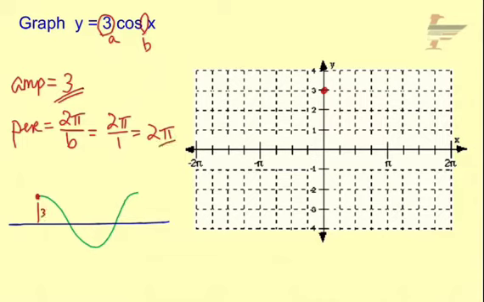Now, because the period is 2 pi, I know that this spot over here is 2 pi, so I can go to 2 pi on the graph and go back up to that amplitude of 3 and plot a point. So I have to fit the whole curve between those two spots.